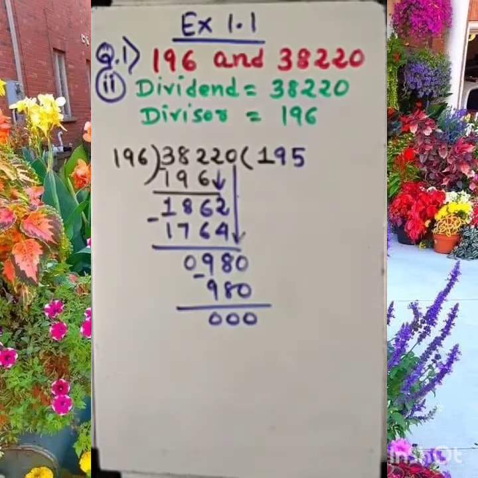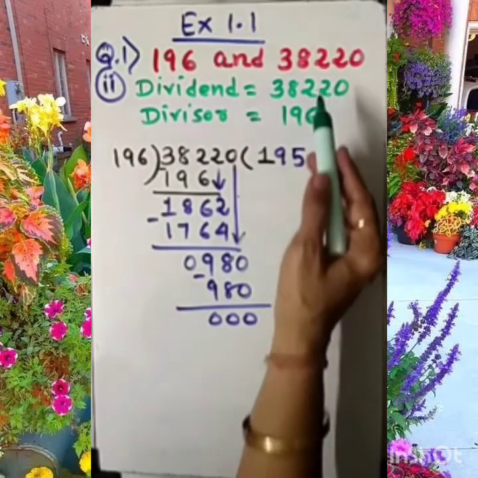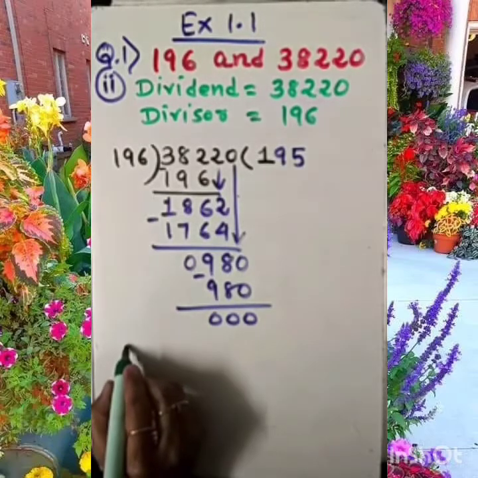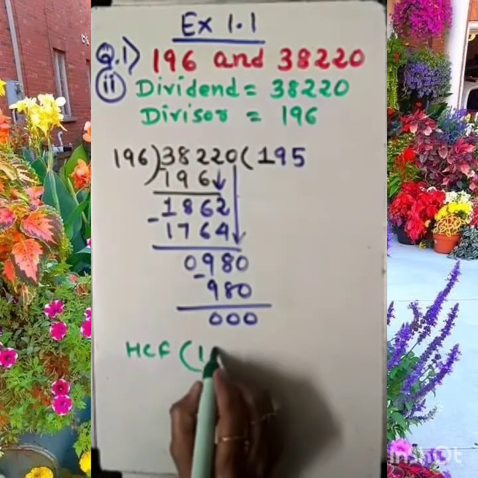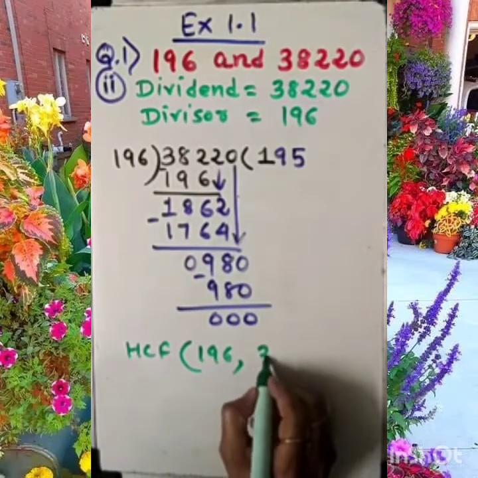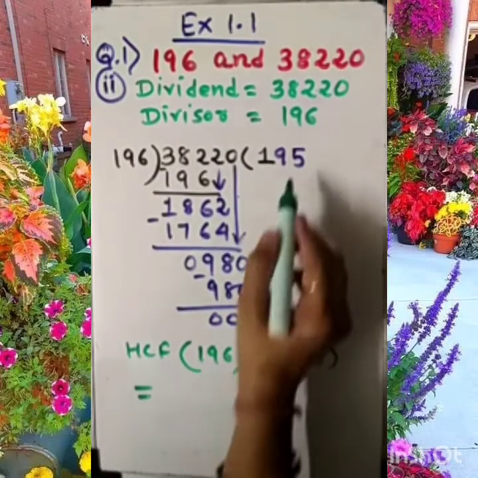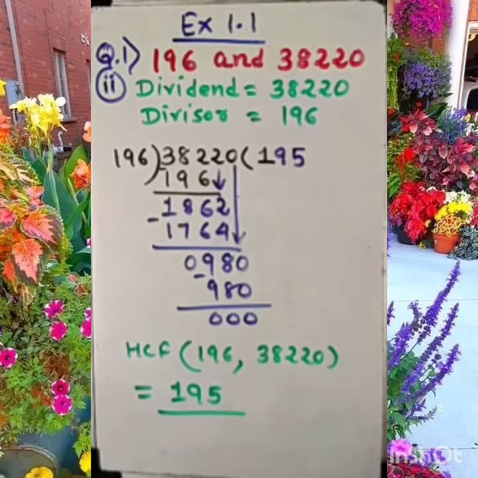So my dear student, this is the simplification. So actually this number is already divisible by this number. So we can say here the HCF of these 2 numbers, 196 and 38220, is equal to 196. Clear to you? So this is our answer.